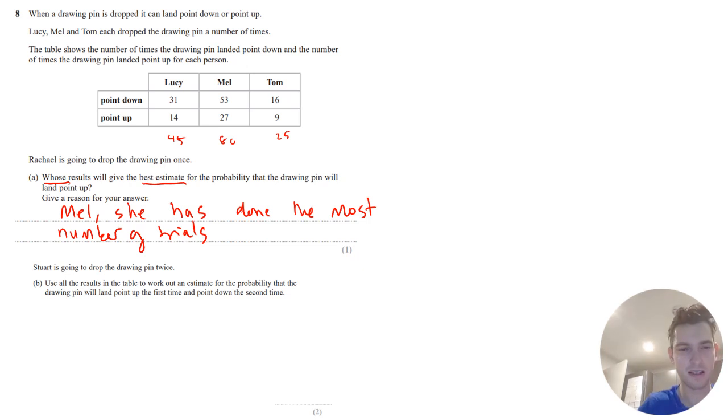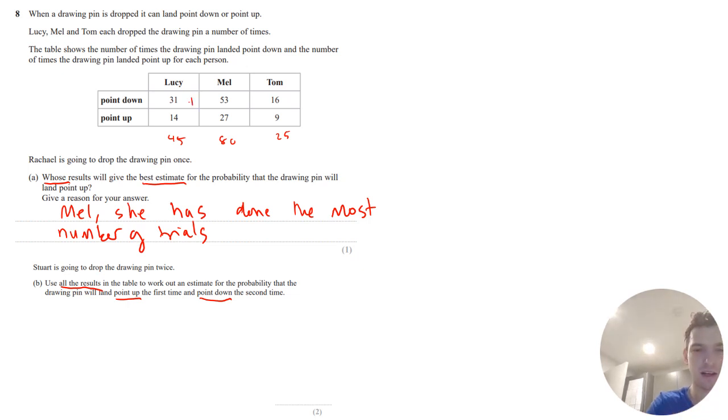Okay, then it says Stuart is going to drop the drawing pin twice. Use all the results in the table to work out an estimate for the probability that the drawing pin will land point up the first time and point down the second time. So my first step is to find, using all the results in the table, what the probability is that it will land point down and point up.